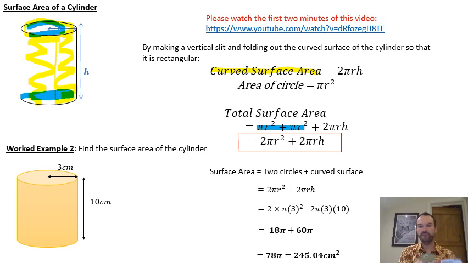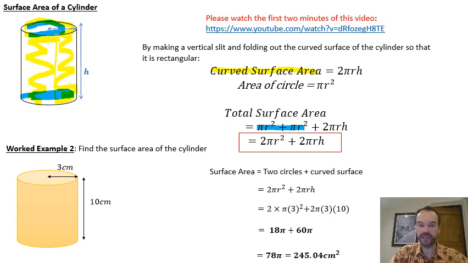Look, if I unfold that now, it's a rectangle, isn't it? And that long edge is the circumference of the cylinder, and that edge there is the height of the cylinder. Right, I'll stick that back into the larder.